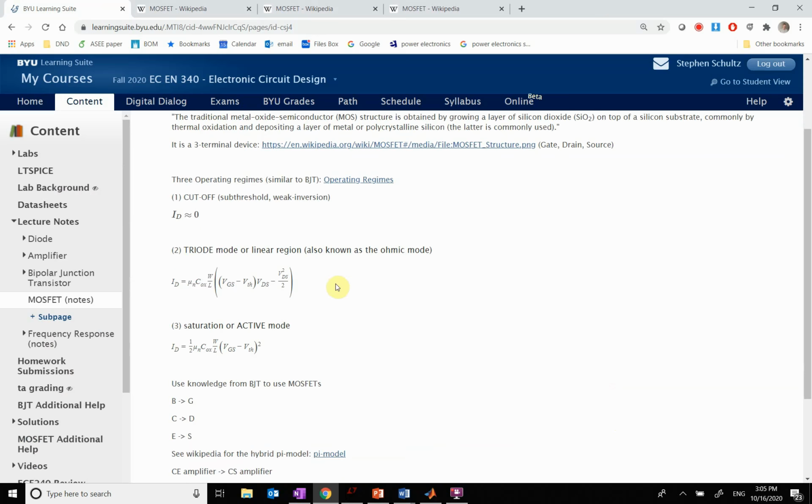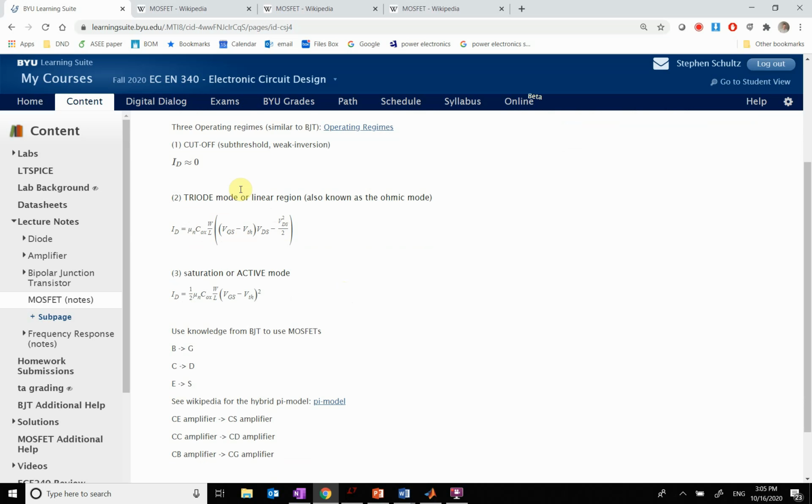Okay, let's go and put all this together. So let's look at our three regimes. First of all, cutoff is when my current is about 0. This has a threshold condition. If my voltage applied to the gate is less than my threshold, then there's no current flow. The triode region right here, you see here is my equation.